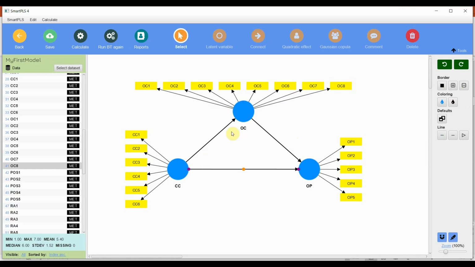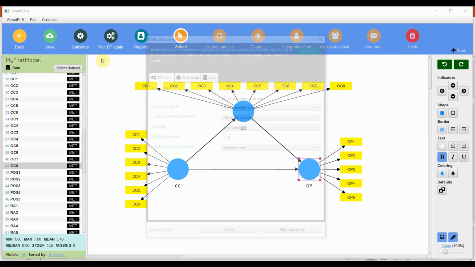How do we test this model? Before mediation or any structural model assessment, you will have to assess the measurement model. So I'm assuming that we have already tested the reliability and validity of these constructs, and now we are going for structural model assessment. So how to do this? Let's say calculate, bootstrapping.